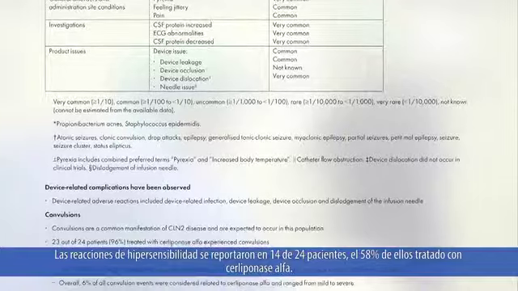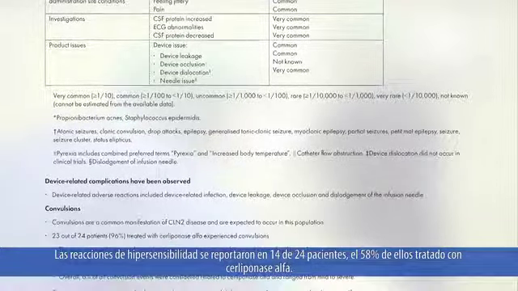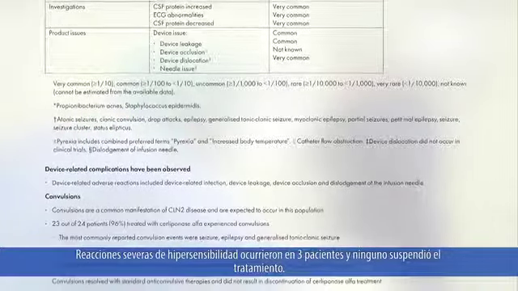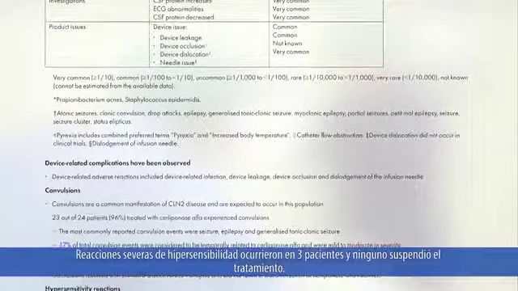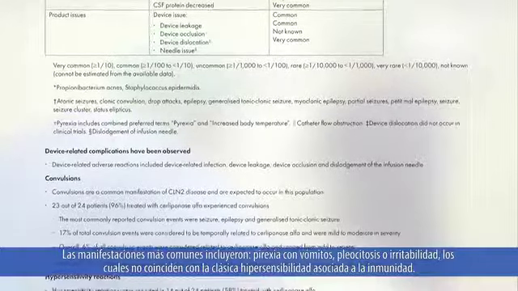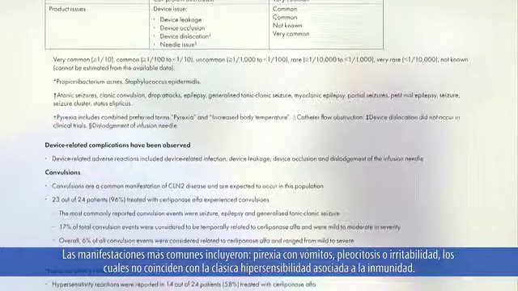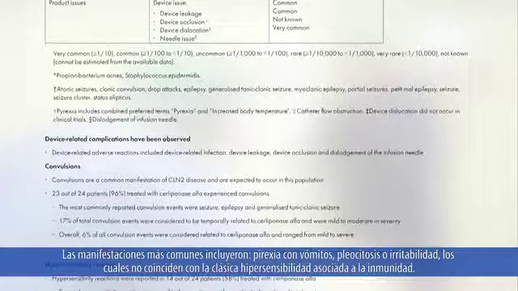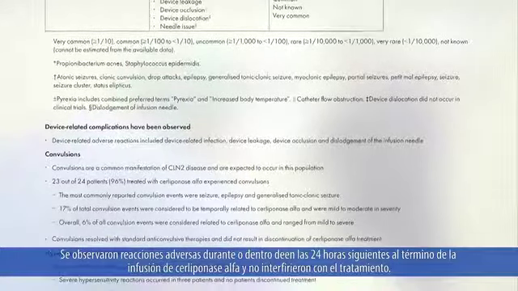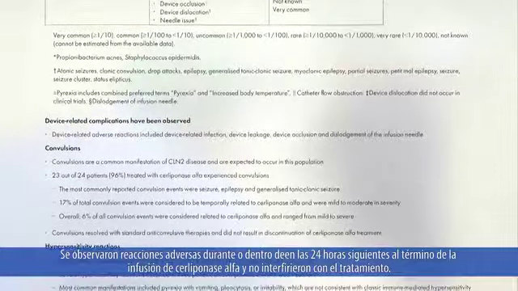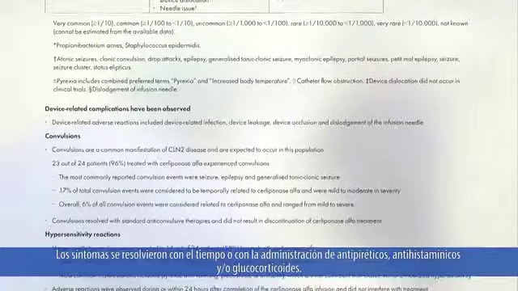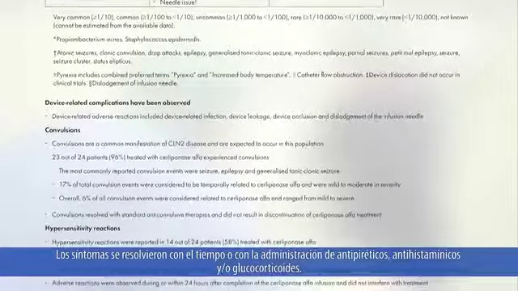Hypersensitivity reactions were reported in 14 out of 24 patients, 58%, treated with solipinase alpha. Severe hypersensitivity reactions occurred in 3 patients, and no patients discontinued treatment. The most common manifestations included pyrexia with vomiting, pleocytosis, or irritability, which are not consistent with classic immune-mediated hypersensitivity. Adverse reactions were observed during or within 24 hours after completion of the solipinase alpha infusion and did not interfere with treatment. Symptoms resolved either over time or with administration of antipyretics, antihistamines, and/or glucocorticosteroids.